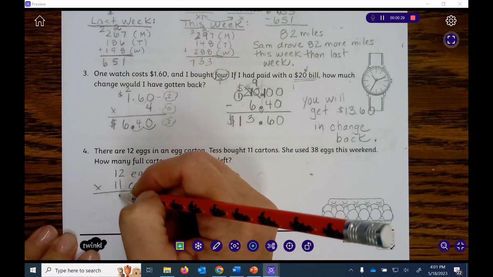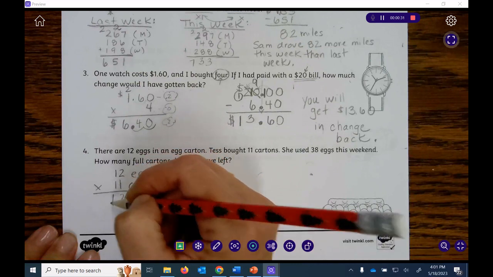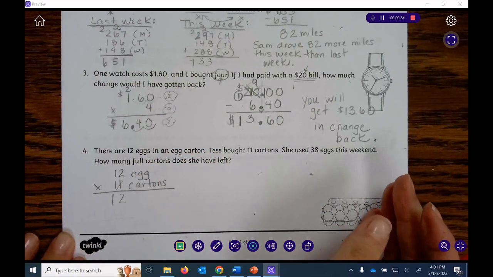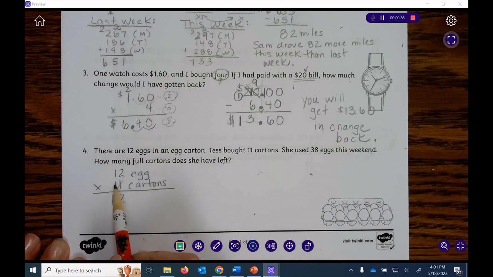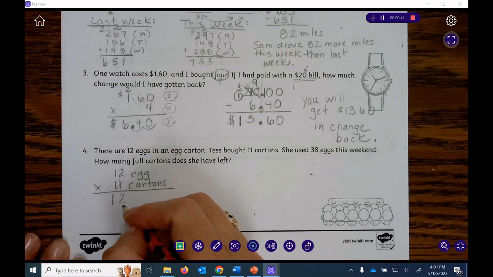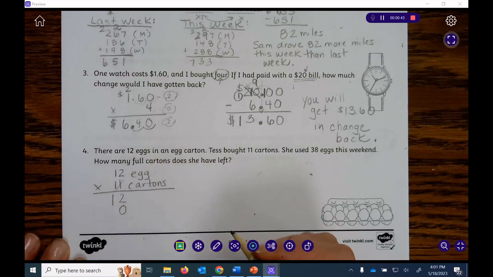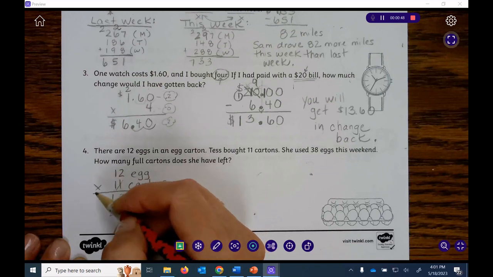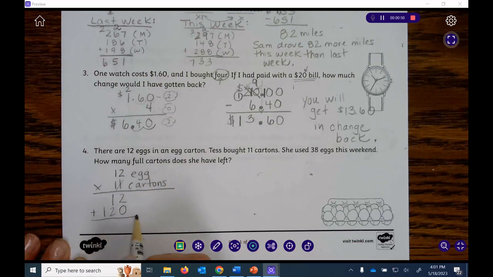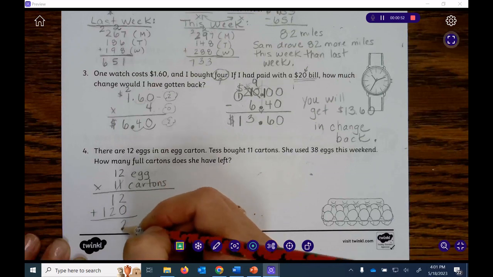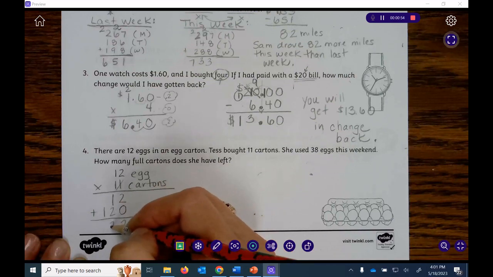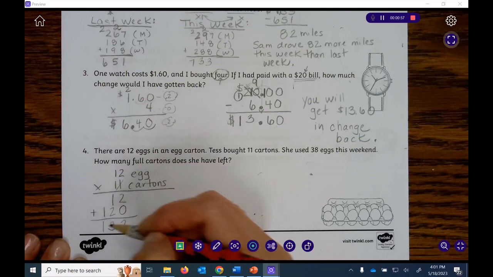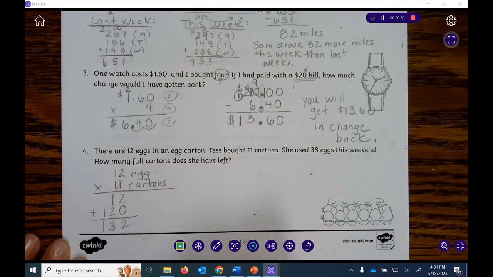1 times 2 is 2. 1 times 1 is 1. I'm done multiplying by the 1. Now when I multiply by this 1, I note that it's in the tens place. So I need to add a 0 as a placeholder. 1 times 2 is 2, and 1 times 1 is 1. Now I can add. 2 plus 0 is 2, 2 plus 1 is 3, and 1 plus nothing is 1. So Tess starts off with 132 eggs.